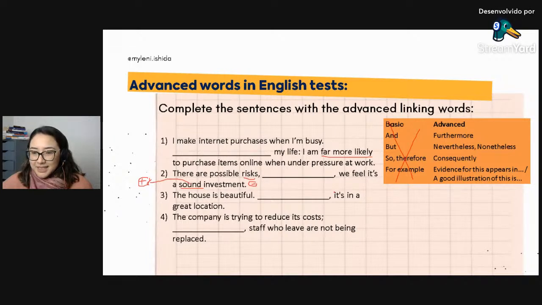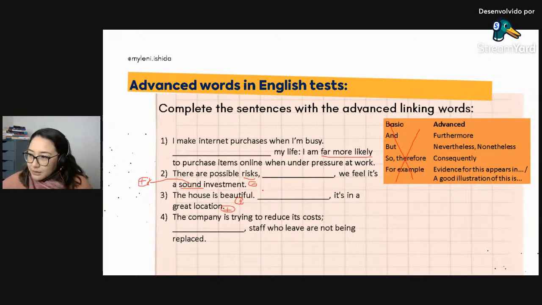Okay, I see you put in the chat. Great. Number 3: the house is beautiful, it's in a great location. So here I don't have a contrast. I have an addition. Beautiful is positive. Great location is positive. So they are not contrast words. They add to each other. Right? So I'm going to use "furthermore". Number 3, furthermore. Good job.